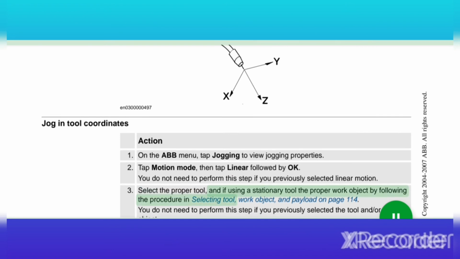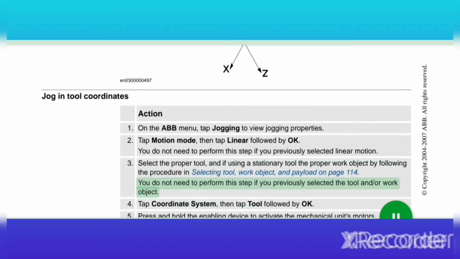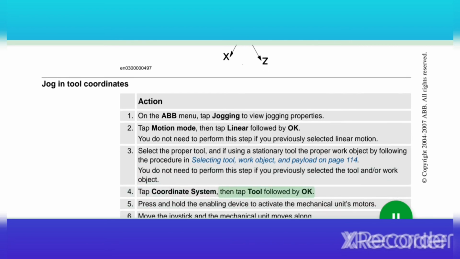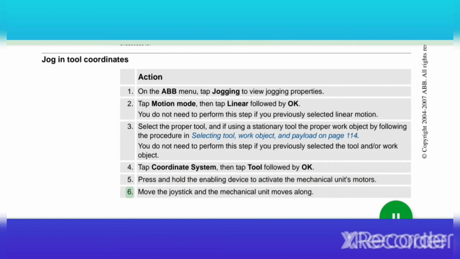3. Select the proper tool, and if using a stationary tool, the proper work object by following the procedure in selecting tool, work object, and payload on page 114. You do not need to perform this step if you previously selected the tool and/or work object. 4. Tap coordinate system. Then tap tool followed by OK. 5. Press and hold the enabling device to activate the mechanical unit's motors.